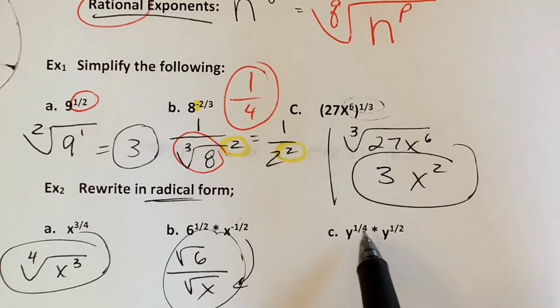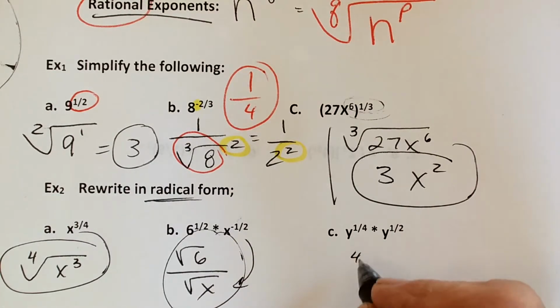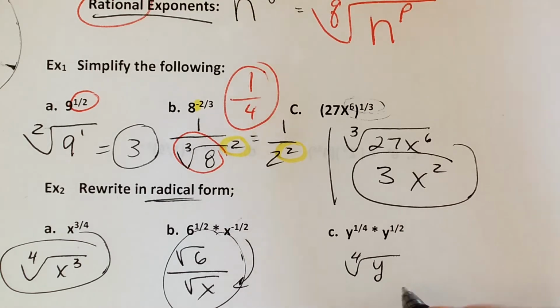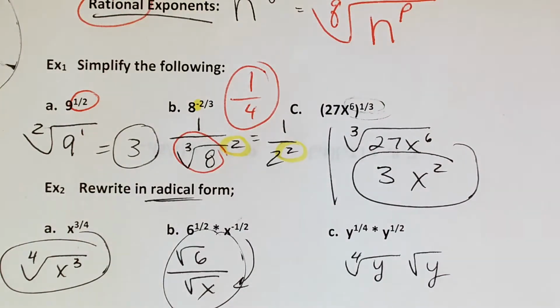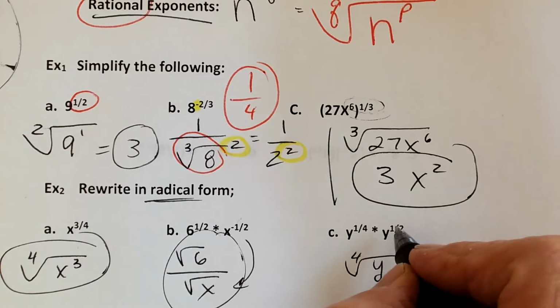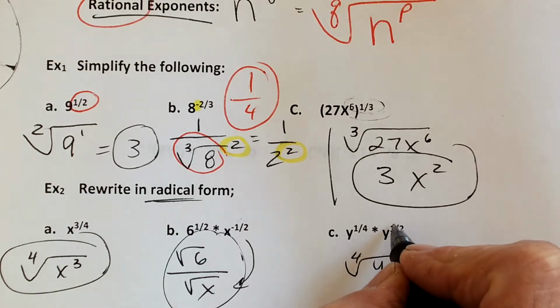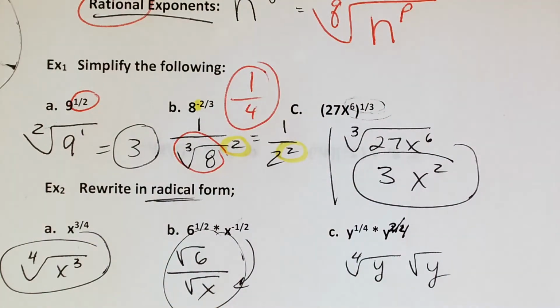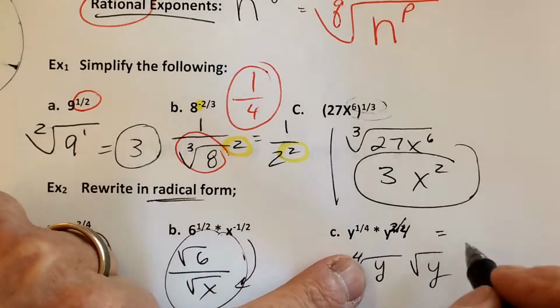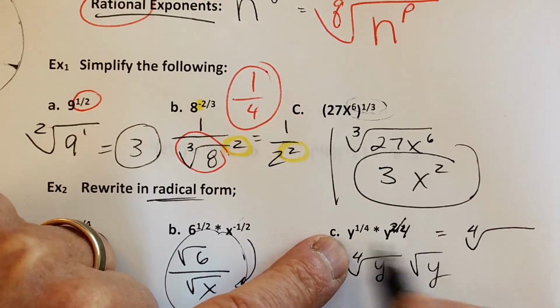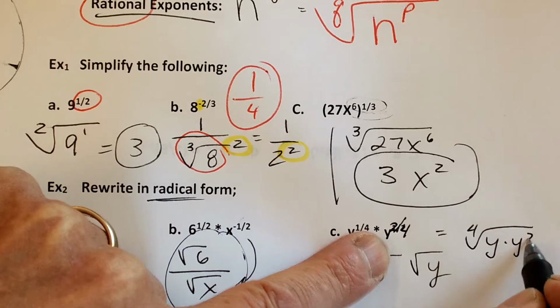Fourth root, okay? You okay with the fourth root? Fourth root of y times the square root of y. Now, we could probably put these two together, and I'm going to show you how we could rewrite this a little bit differently. This is the same thing as 2/4. You okay with that? 1/2 is 2/4.